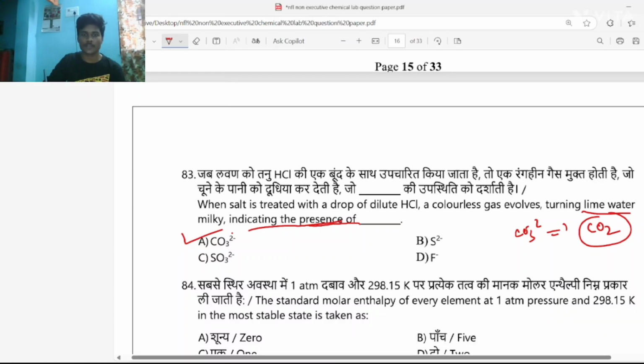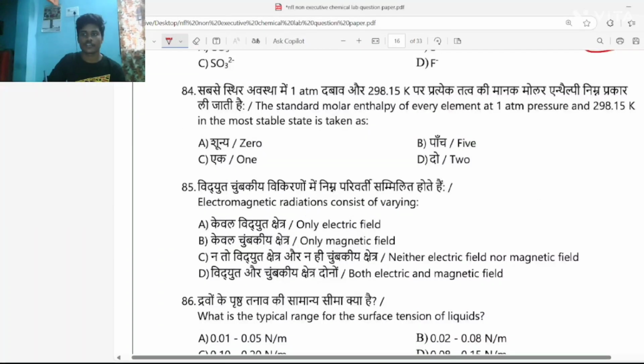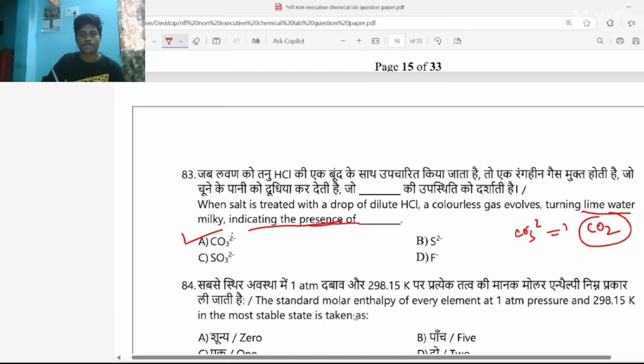Next question. Electromagnetic radiations consist of what? It consists of both electric and magnetic field, right? Electric and magnetic field. Option D is the correct answer. Option D is the correct answer.